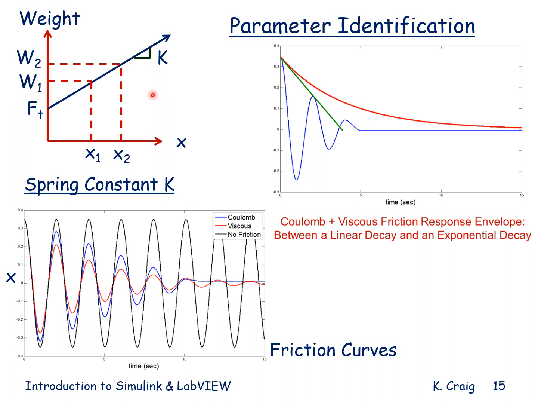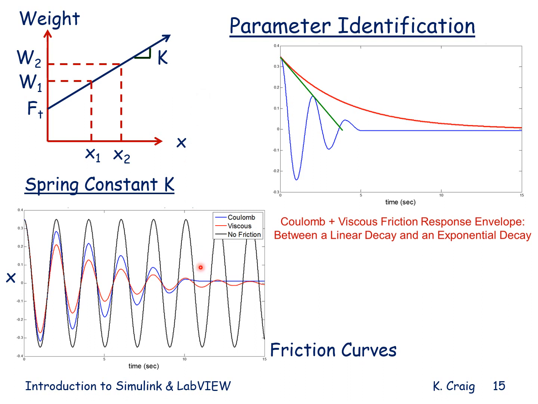So that is how I would determine the slope of this force displacement curve, and the slope is my spring constant. Now, to determine the friction characteristic, in particular the viscous damping coefficient, is a little more involved. There are no formulas we can use for a linear bearing, and so I'd have to do some testing on that linear bearing.